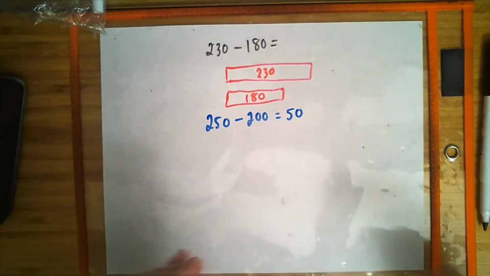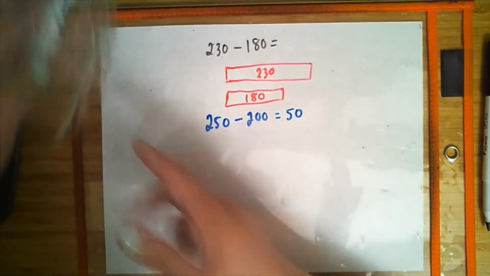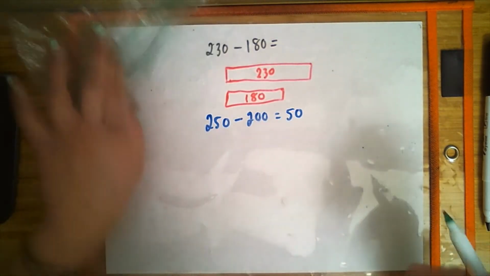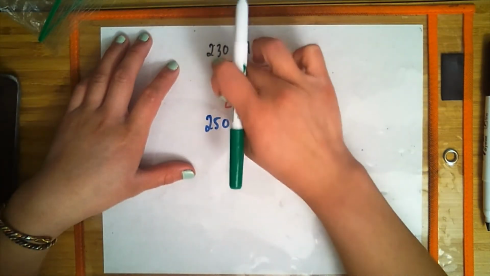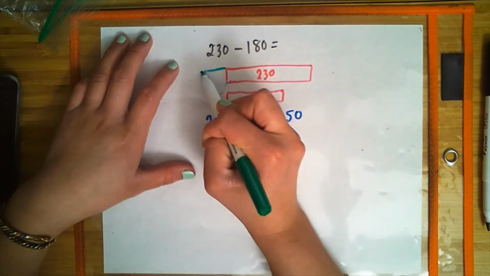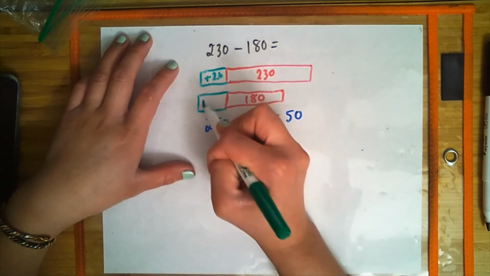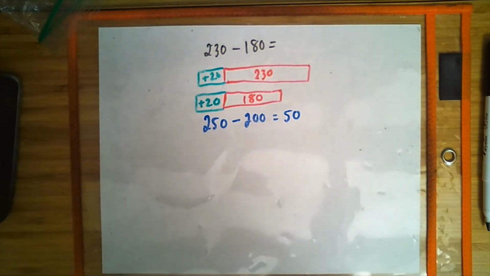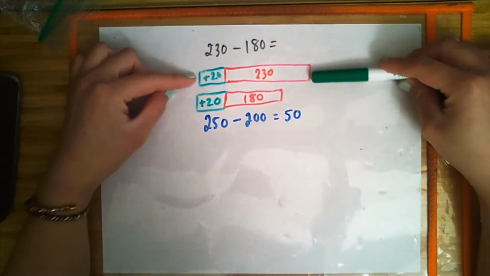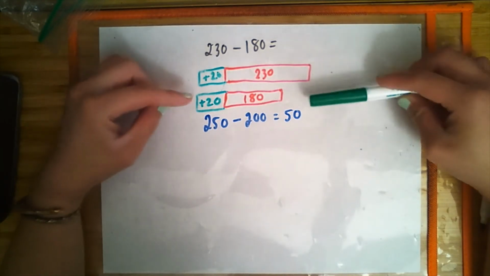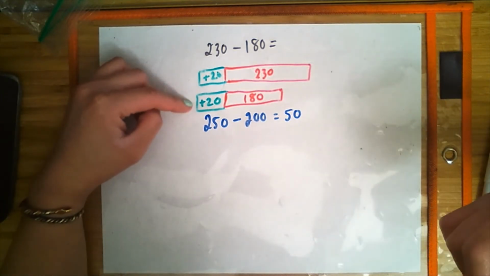Let's go ahead and add 20 to each bar to change the model from 230 minus 180 to 250 minus 200. Oh, I need to make that bigger. Add 20 more. Add 20 more. Now, how much is each bar worth? The top bar is now worth 250. The bottom bar is now worth 200. We added 20 to each bar to make the problem easy.